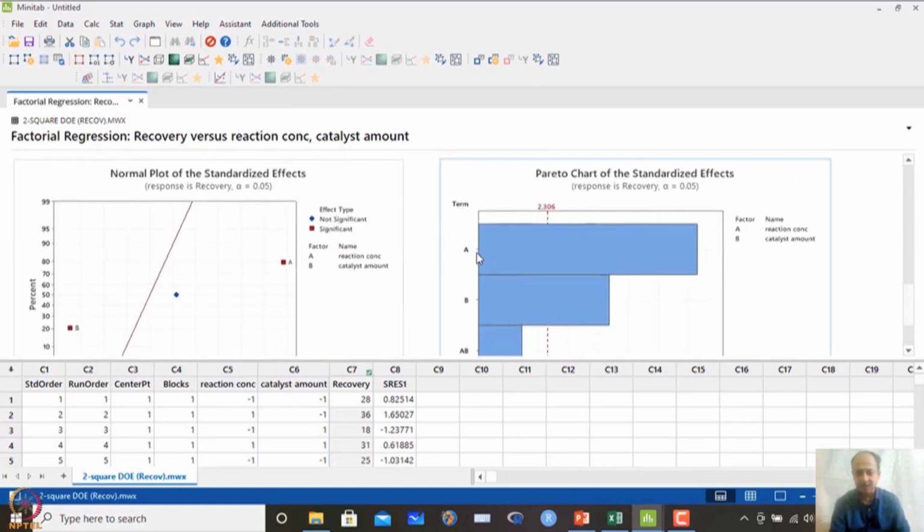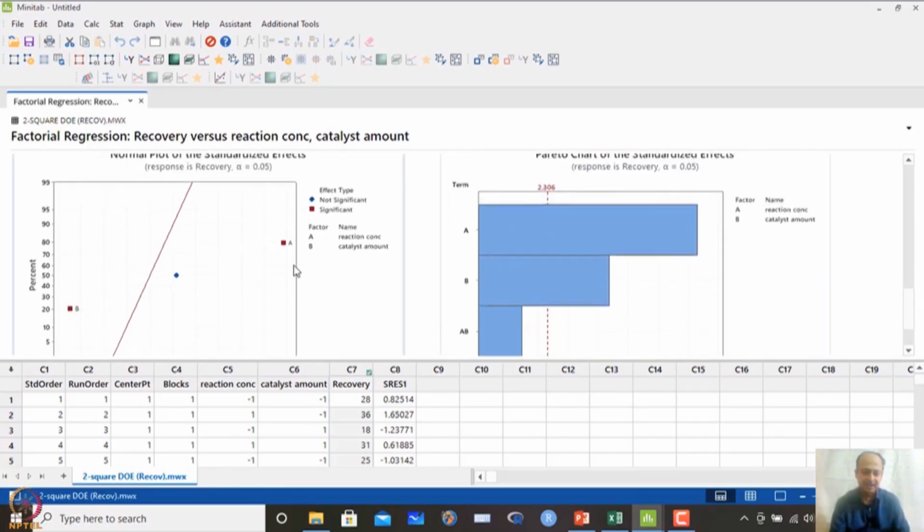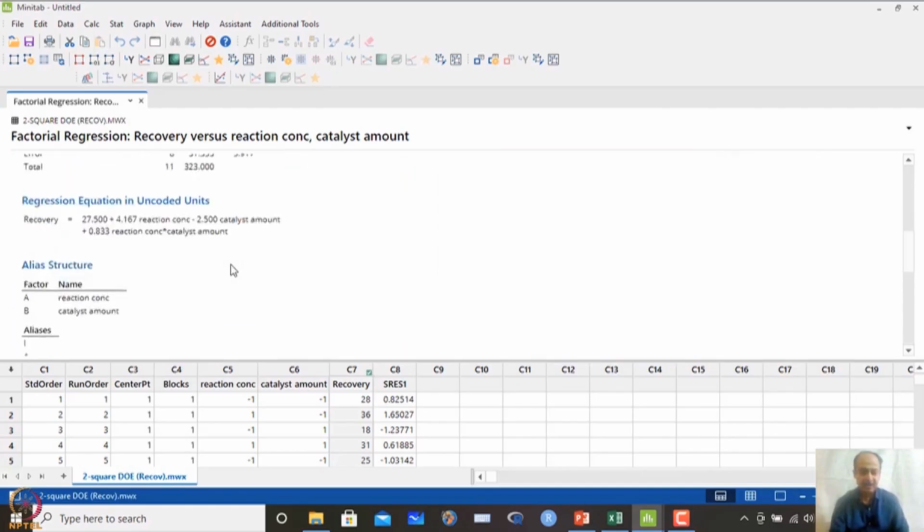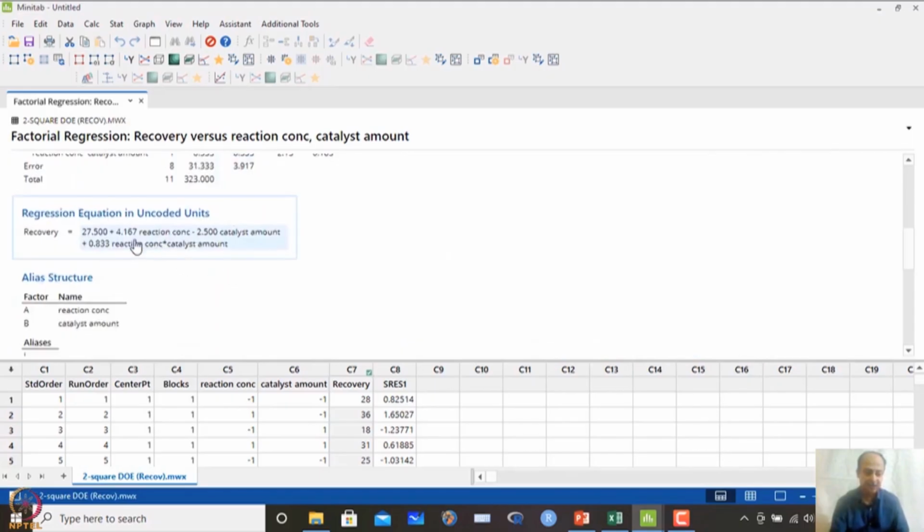In this case also I see AB is not significant. Here what you see is that A is having a positive effect and B is having a negative effect, although they are significant; the sign convention is different over here. A has a plus coefficient and B has a negative coefficient. So, if I increase catalyst amount, it will decrease the recoveries, and if I increase the reaction concentration, it will increase the recovery. So, these contradict each other, and we have to be careful when adding or reducing the amounts.